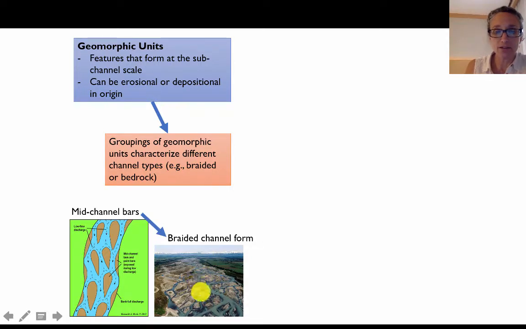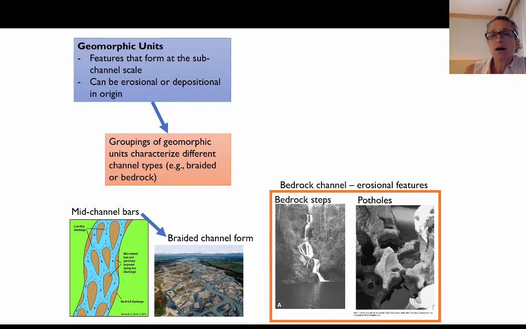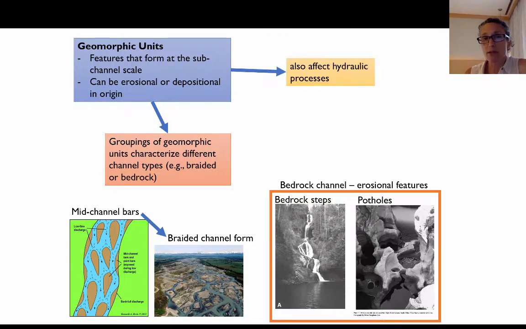So again, here's the Rakaia River, another picture of it on the South Island of New Zealand, a wide braided gravel bed river with bars that are inundated at high flows. They're not vegetated. We're not going to get into bedrock geomorphic units, but a couple of them are bedrock steps and potholes, typically erosional features. Bedrock channels can have bars if there is a sufficient sediment supply.